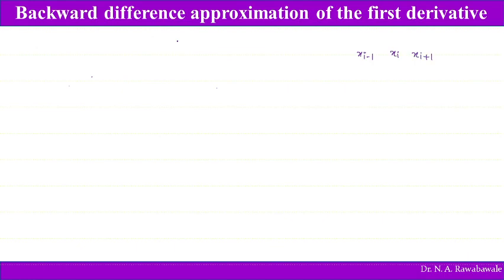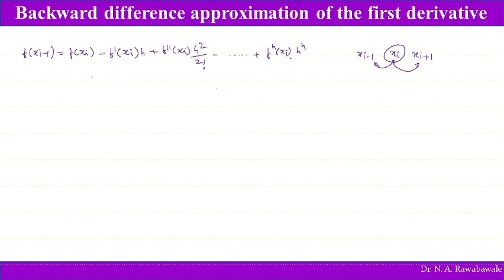The Taylor series can be expanded backward to calculate the previous value on the basis of the present value. When we know the present value and want to go in the backward direction on the basis of the known value, this is called a backward difference. If we are going from xi to xi plus 1, we call this a forward difference. This backward difference formula can be obtained from the Taylor series expansion: f of xi minus 1 is equal to f of xi minus f dash of xi into h plus f double dash of xi h square divided by 2 factorial, minus and so on, up to f to the power of n of xi h to the power of n divided by n factorial.